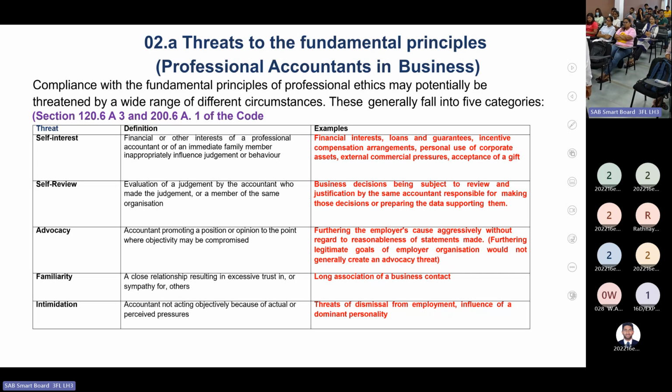The auditor does not get caught. So that is self-review, right? He has all the power. He is making some false data, right?